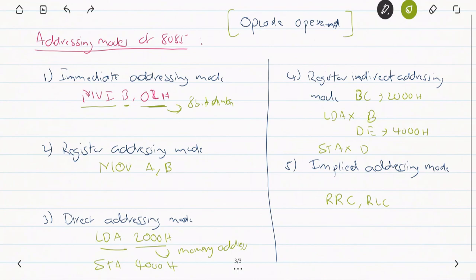But in register indirect addressing mode, we put our memory address into one of the register pairs that are accessible to us, and then use the register pair in the instruction. In case of implied addressing mode, we don't have any operand, we just have the opcode, and basically implied addressing mode is done for manipulation of data present in the accumulator here. So this is it for the addressing modes of 8085.